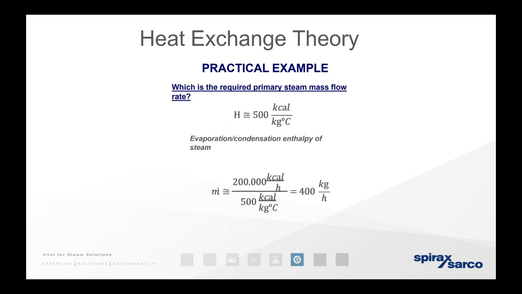So another one, which is required to be the primary steam mass flow rate. So here you have H is equal to or above 500. So you've got kcal over kg per degrees. Evaporation, condensation, enthalpy of steam. So again, we've got an example there.